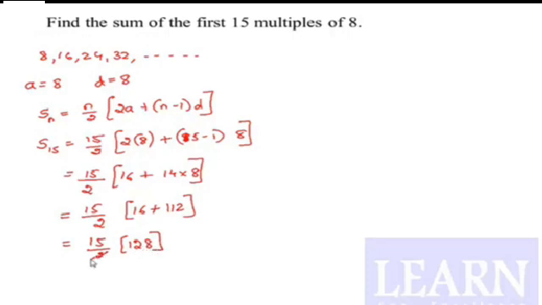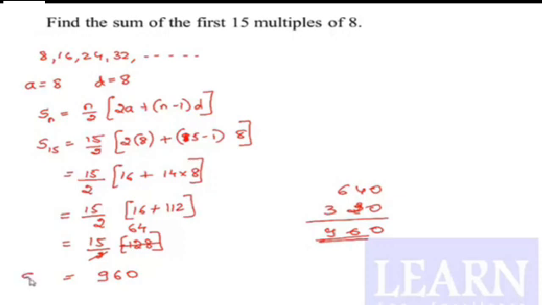So 128 is an even number. 2 ones are 2, 2 sixty-fours are 128. So 64 into 15, 640 plus 320. So it will be 960. The sum of the first 15 terms, which are the multiples of 8, is 960.